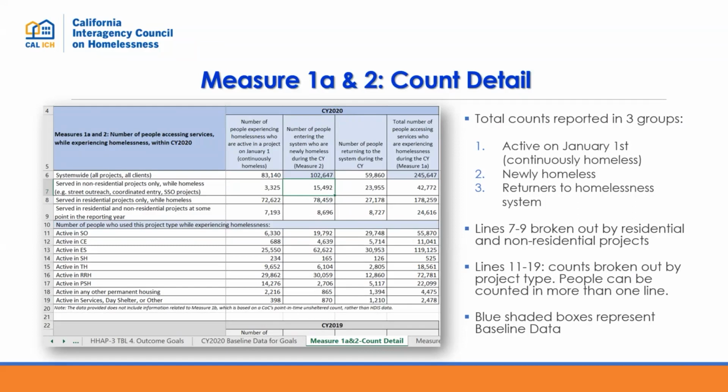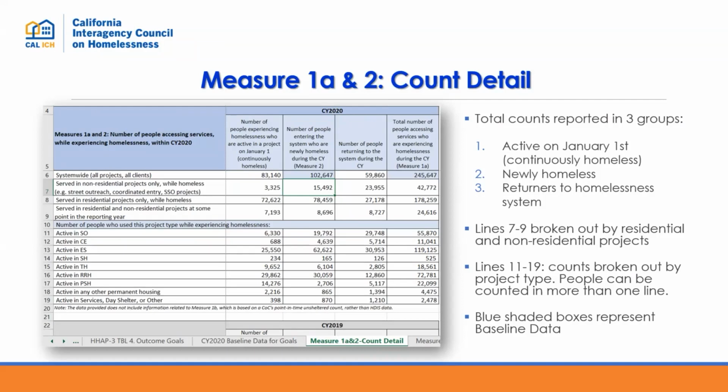Line 7 shows the number of people who were served only in non-residential projects, such as street outreach, coordinated entry, and supportive service only projects, who reported they were homeless on the current living situation, who are assumed to be unsheltered while accessing services. Line 8 shows the number of people served in residential only programs, including emergency shelter, safe havens, and transitional housing or permanent housing projects with time prior to a housing move-in date.